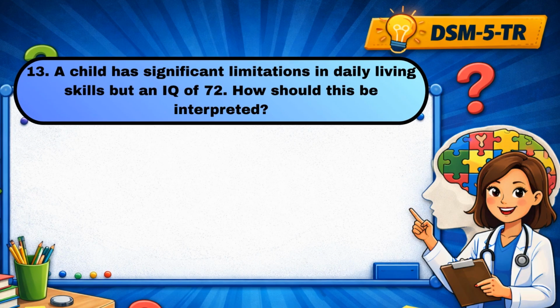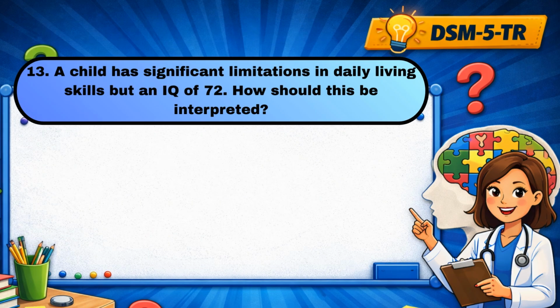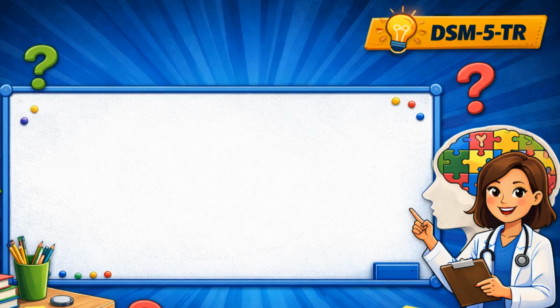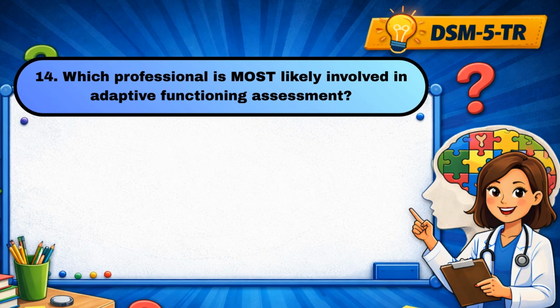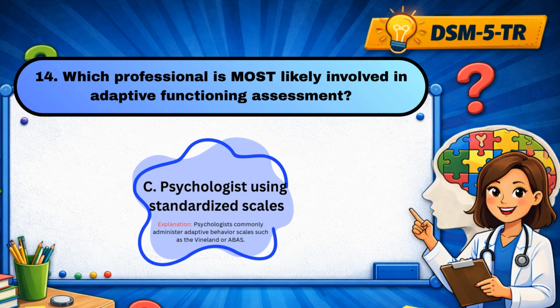A child has significant limitations in daily living skills, but an IQ of 72. How should this be interpreted? B. ID can still be diagnosed. Which professional is most likely involved in adaptive functioning assessment? C. Psychologist using standardized scales.